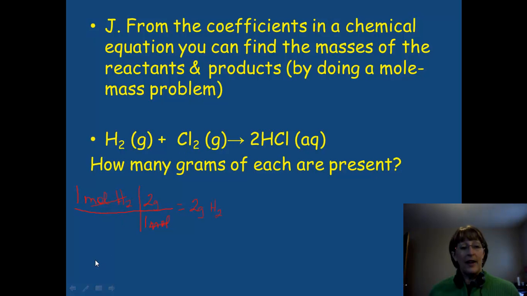Okay, if I look at the chlorine, I've got 1 mole of Cl2. How do I know that? Because if I look right here, there's no number, which means it's an understood 1. So I have 1 mole of Cl2, and I'm going to convert it to grams. I look at my periodic table, and chlorine has a mass of 35.5, but I've got Cl2, so that's actually 71 grams. So 1 mole of Cl2 is 71 grams of Cl2. What's 71 plus 2? That should be 73 grams total on the left-hand side of the arrow.